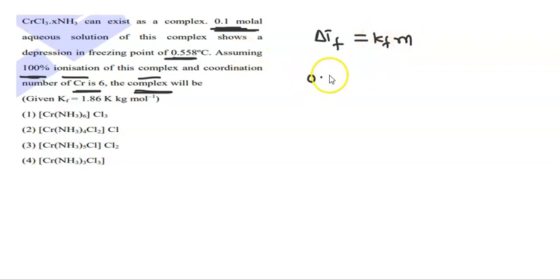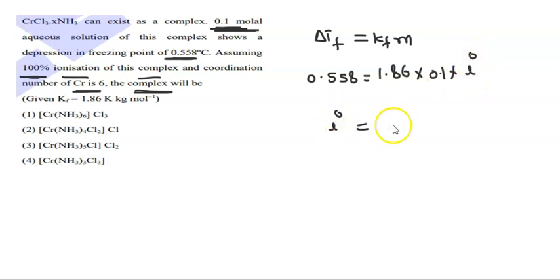We know that depression in freezing point delta Tf is equal to Kf into small m. And the delta Tf value is given as 0.558. Kf value of water is 1.86, into the molality of the solution is 0.1, and you have to introduce the factor called the i factor. Now i factor is equal to 0.558 by 0.186, that will be equal to 3. So 100% ionization takes place means it is a strong electrolyte. The compound which can give 3 ions is the answer for this question.